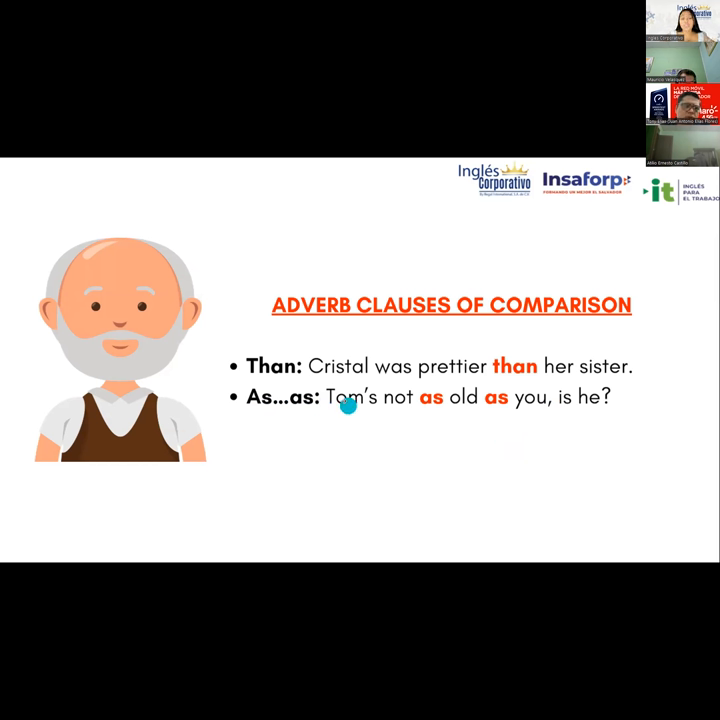And the example is, Tom is not as old as you, is he? So we use as and as whenever we have a comparison, but we have things that are equal or things that are not equal. Yes? Whenever we have comparative as well. I'm pretty sure that some of you remember this topic because we did cover that in the previous module, okay? As and as, right? So Tom's not as old as you.